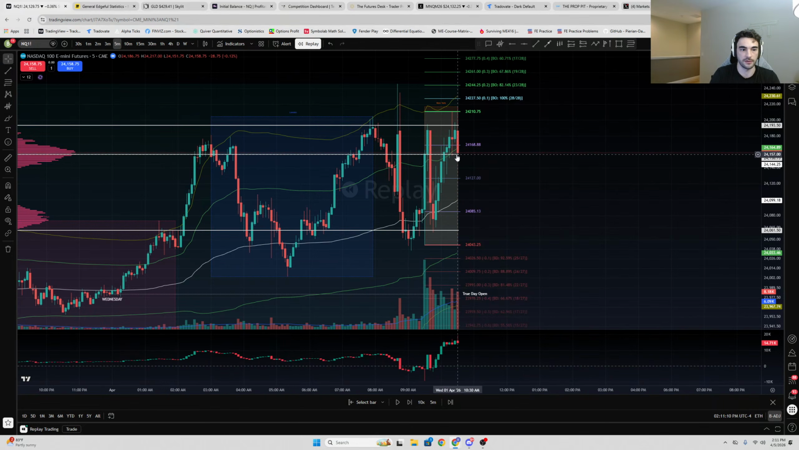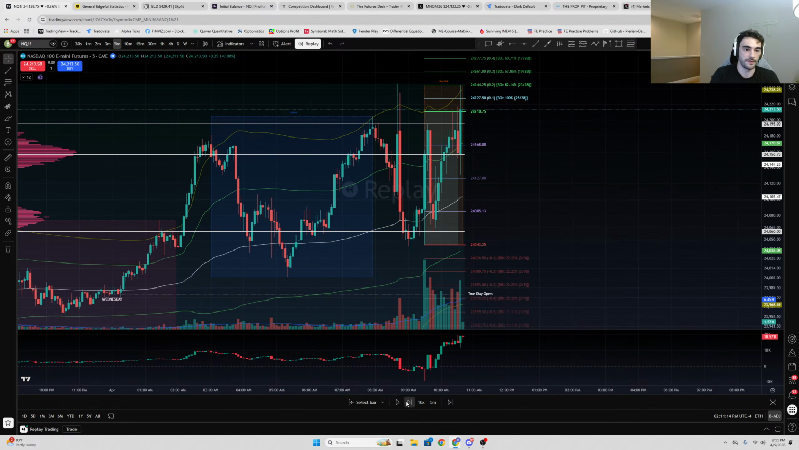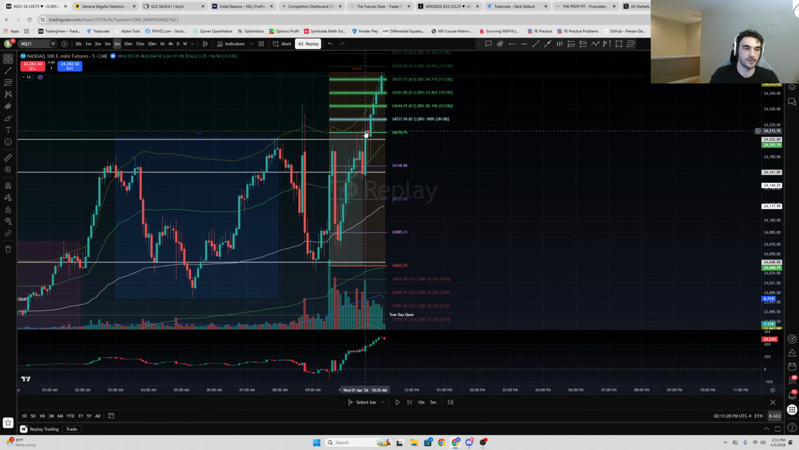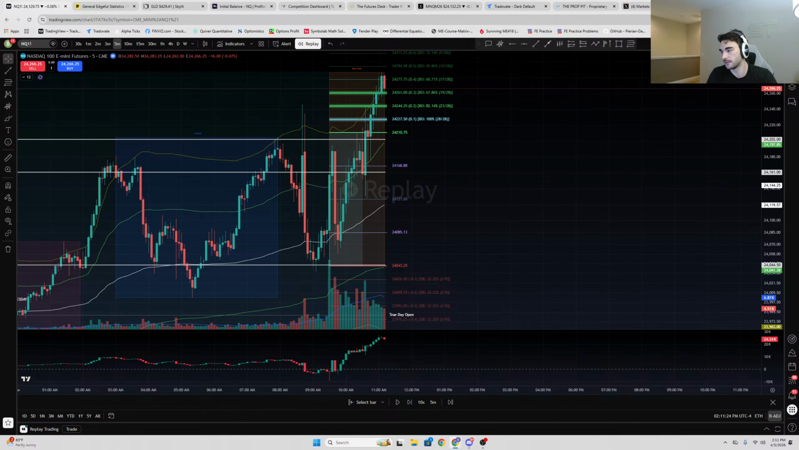This comes back, it retests your POC. You could enter there off that POC retest. You could wait for this wick, and then it pushes further extensions. So when you see the IB high breaks and it doesn't push an extension level, that's typically a trade I want to take.